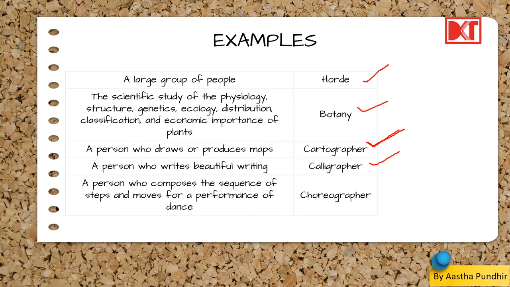Then we have a person who composes the sequence of steps and moves for the performance of a dance. That is a choreographer. And similarly, this art of composing the sequence of steps and moves for dance performances could be called choreography. See, now choreographer is a noun which is referring to a person. Choreography could be an art form, or it could be called basically a study of dance moves. Okay, so these are again a few examples of one word substitution.